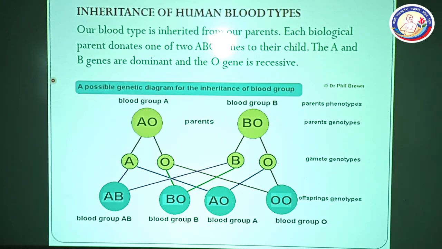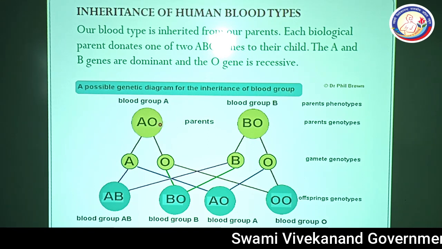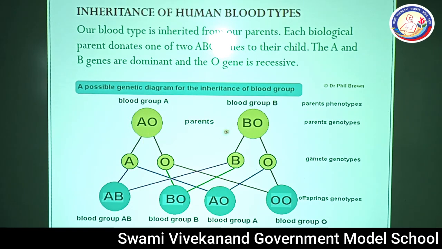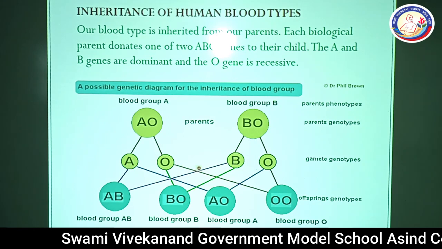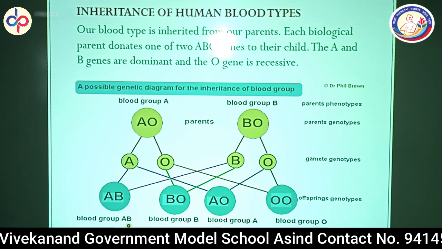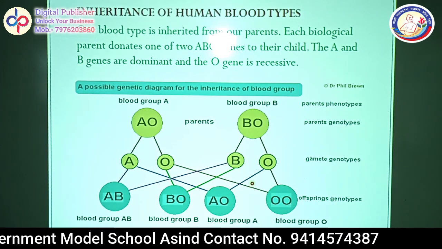As far as inheritance of human blood groups or blood types is concerned, our blood type is inherited from our parents. Each biological parent donates one of 2 ABO genes to their child. The A and B genes are dominant and the O gene is recessive here. Suppose a possible genetic diagram for inheritance of blood group: suppose this is blood group A, that is heterozygous AO, and this is heterozygous BO. These are the gametes AO, BO, and after the cross you can see AB blood group type will be AB, BO is B blood group, AO is A blood group, and this is the O blood group.